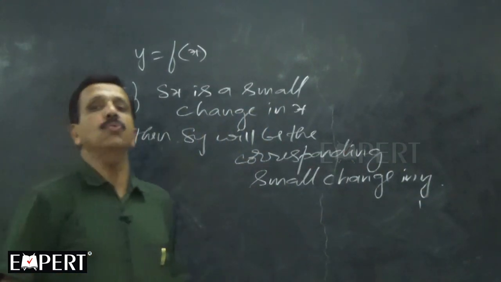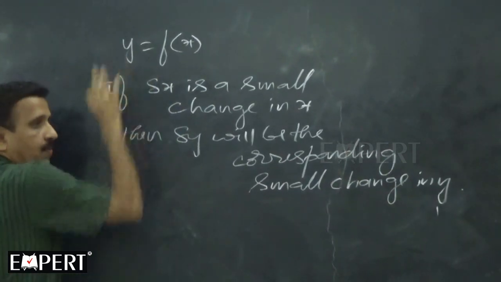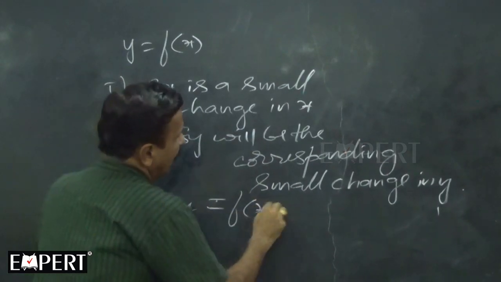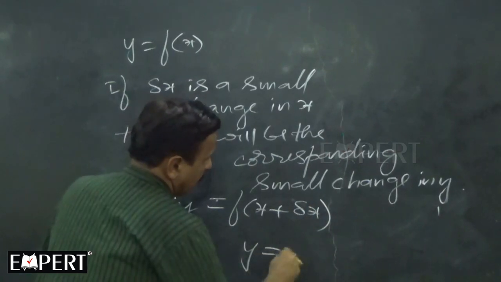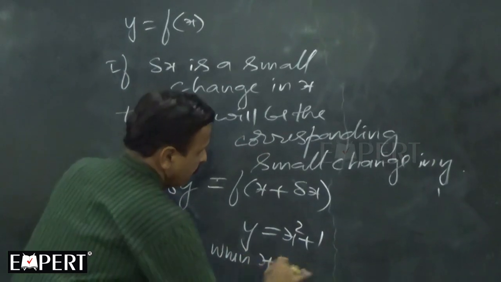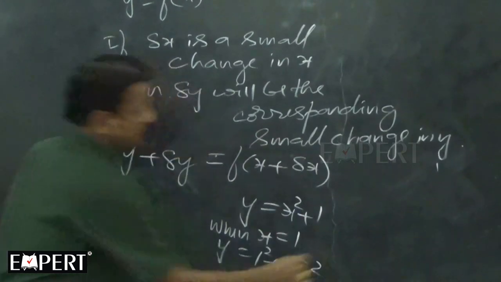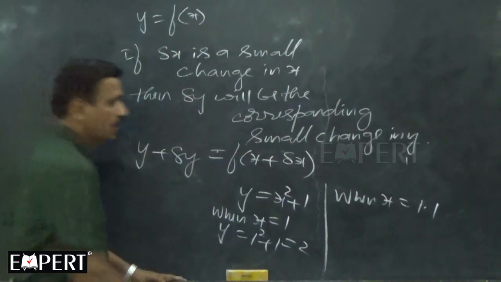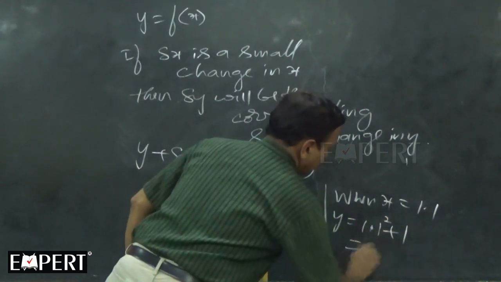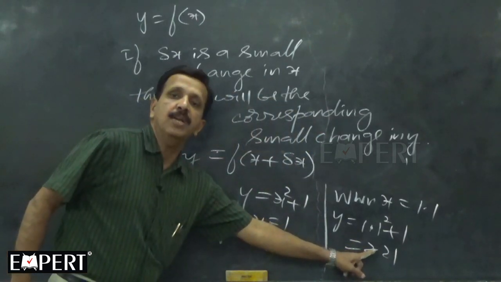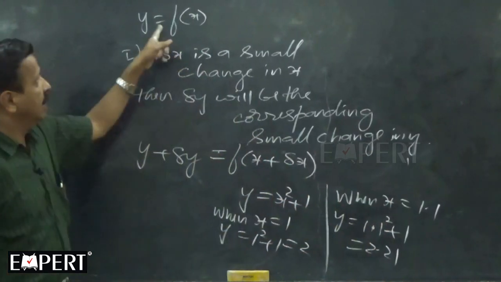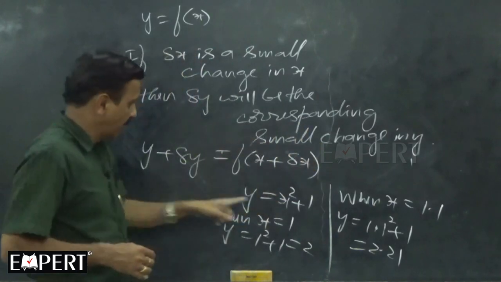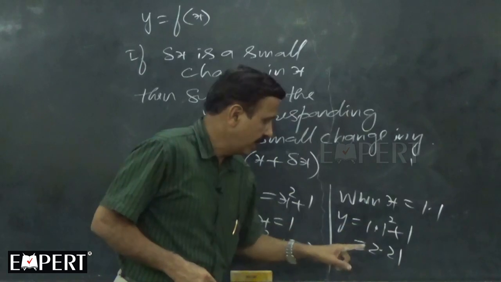So, when you substitute the new value of x, you will get the new value of y. The original value of y is y, the new value of y is y plus delta y. How do you obtain that new value of y? By substituting the new value of x in the given expression. Say, for example, let me take the example y is equal to x square plus 1. I said when x is equal to 1, y is equal to 1 square plus 1, that is equal to 2. When x is equal to, say, 1.1, y is equal to 1.1 square plus 1, that is equal to 2.21. See, this is the new value of y. How did you obtain the new value of y? By substituting the new value of x. Same thing, in the given function, if you want to obtain the new value of y, then you have to substitute not x, you have to substitute x plus delta x. Say, in the given expression, you have substituted 1.1 to get the new value of y. You got the new value of y.